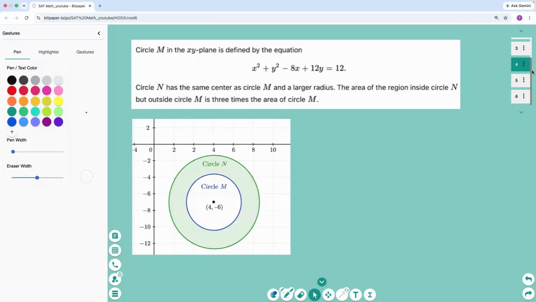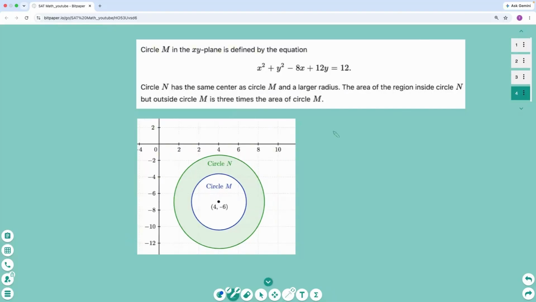Circle N has the same center as circle M and a larger radius. Now, let's carefully interpret the most important sentence in the problem. The area of the region inside circle N but outside circle M is 3 times the area of circle M. This shaded outer region is not the entire area of circle N. It's the difference between the two areas. Therefore, area of circle N minus area of circle M is equal to 3 times the area of circle M. Adding the area of M to both sides gives area of circle N is equal to 4 times the area of circle M.